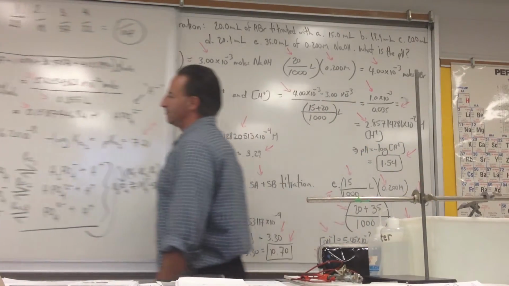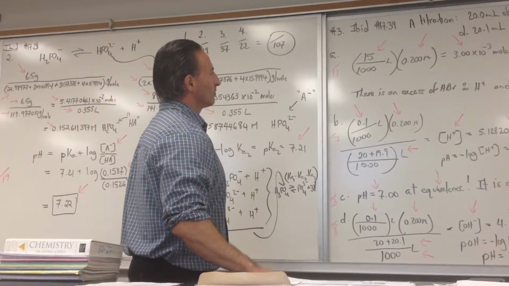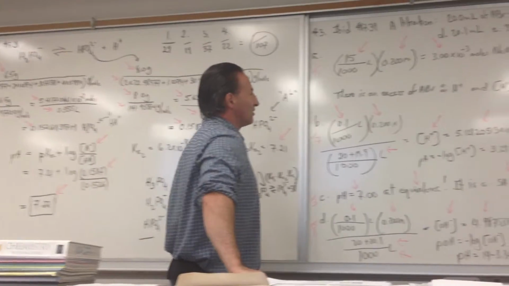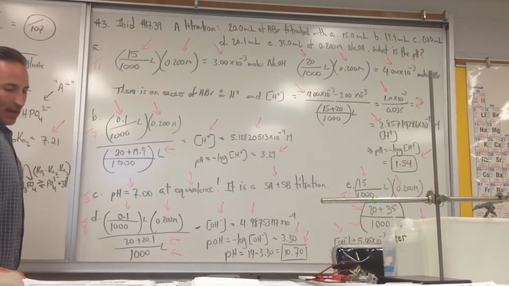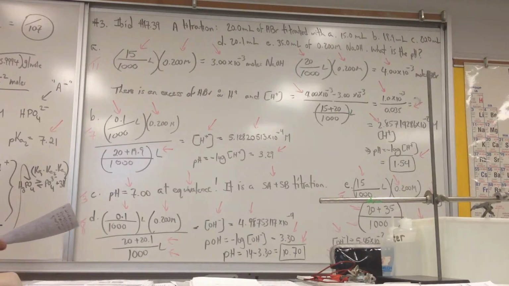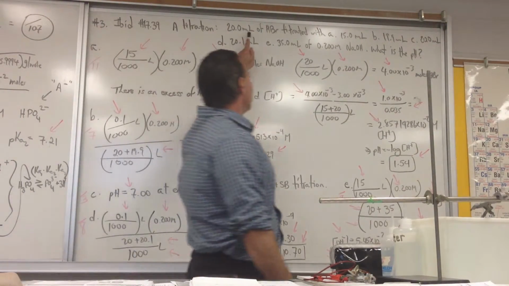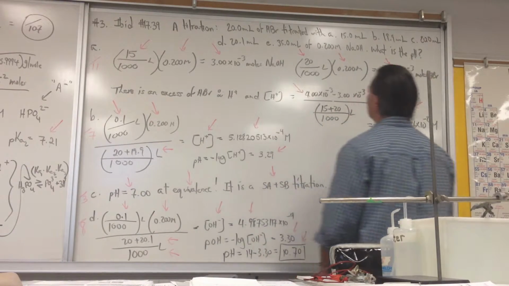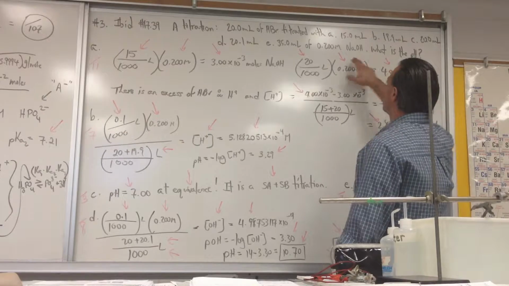Third question comes from 17.39, chapter 17, another question, number 39 from Brown. And it asks us to do a titration. And I started off the calculation by saying, okay, we're titrating 20 milliliters of hydrobromic acid at a 0.2 molar concentration with 0.2 molar sodium hydroxide.